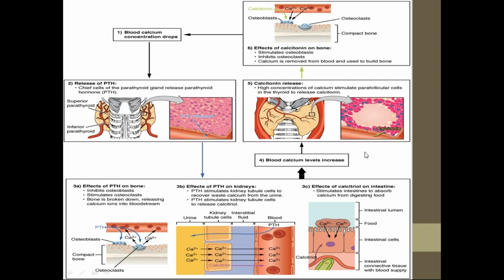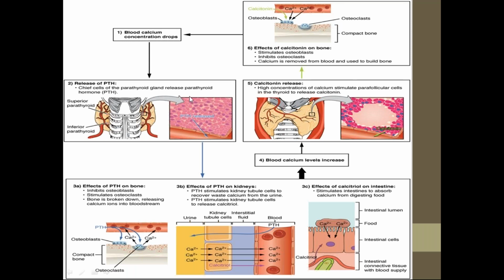When there is an excessive level of calcium in the blood, that leads to activation of the parafollicular C cells of the thyroid, which release calcitonin. Calcitonin activates the osteoblasts, and osteoblasts absorb the calcium. So when the blood level of calcium increases, calcitonin is released from the parafollicular cells of the thyroid, leading to osteoblast activation and bone formation, with calcium absorption. So this is the cycle.